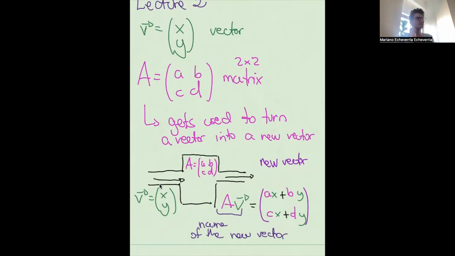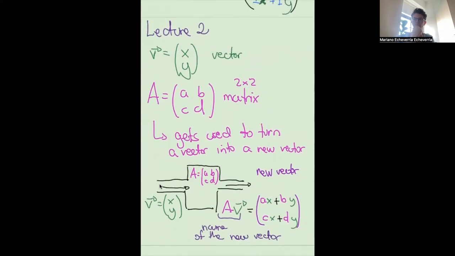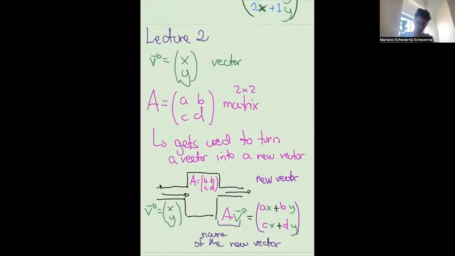Is that making sense? Are there any questions about this? I'm about to do some examples, but I'm not sure about the setup. Again, the matrix is a process or a machine that relates two different vectors: the input vector and the output vector.